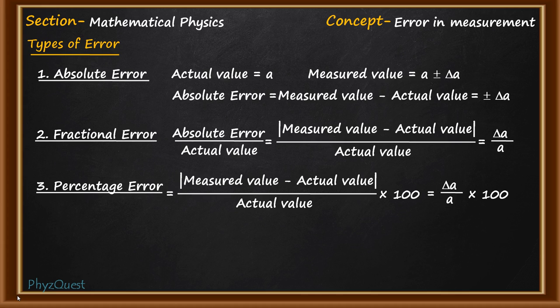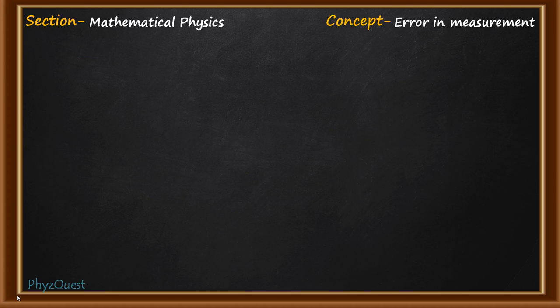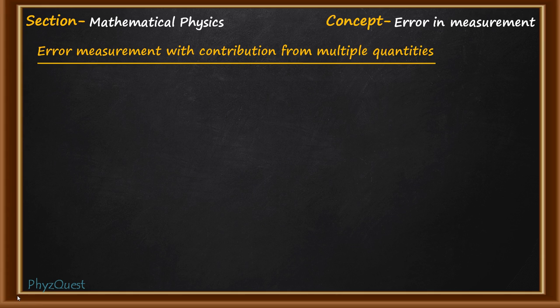Whatever we have discussed here, we have considered a single quantity a, that is, only one quantity is measured and its error analyzed. Now suppose there are situations where multiple quantities are involved, or there is a quantity whose formula involves several other quantities. So what to do in that case? Here is the error measurement with the contribution from multiple quantities.